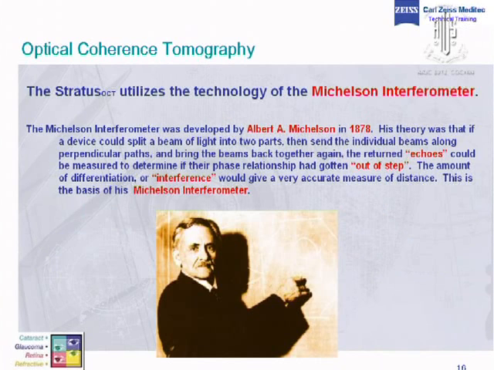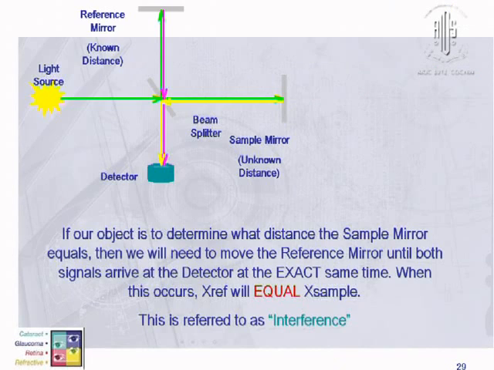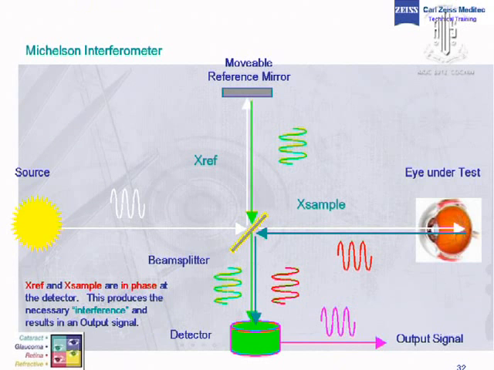The basic principle of OCT is the Michelson interferometer. Most of you have heard about the Michelson interferometer, and I am not going to detail it. Here the light from the light source enters through the beam splitter. It divides into 2 beams. One enters the eye, and one enters the reference mirror.